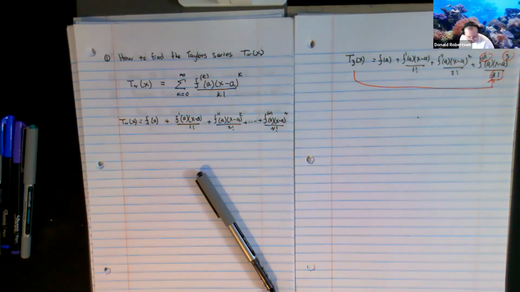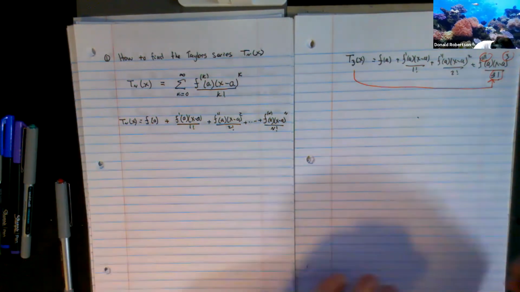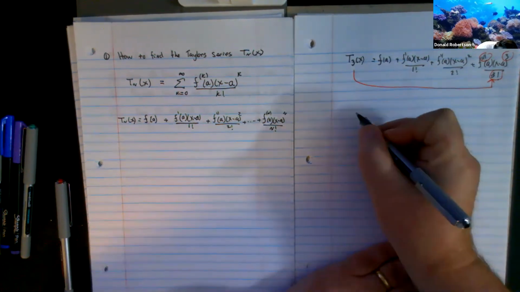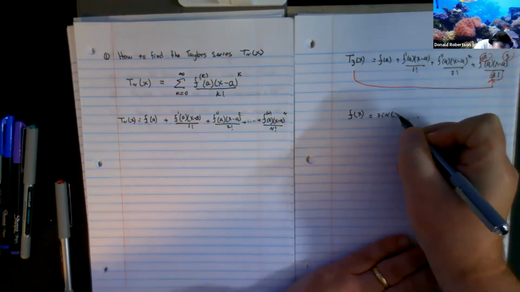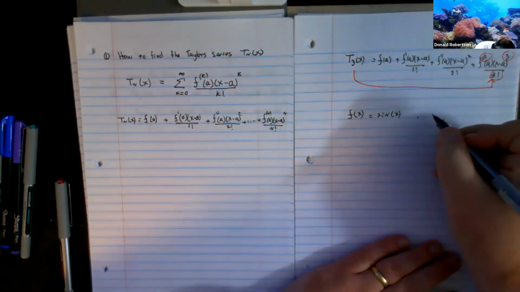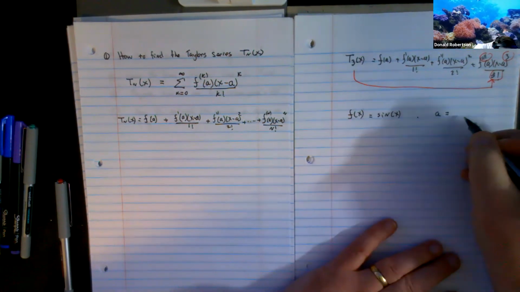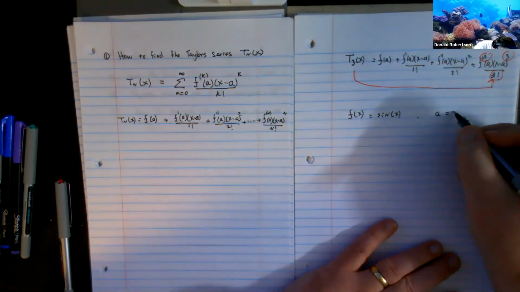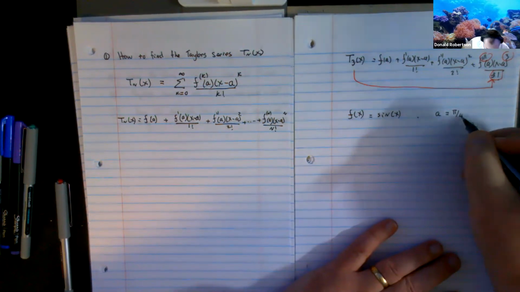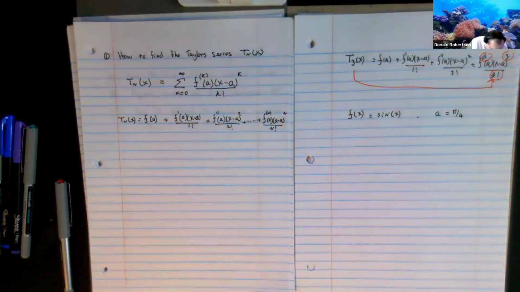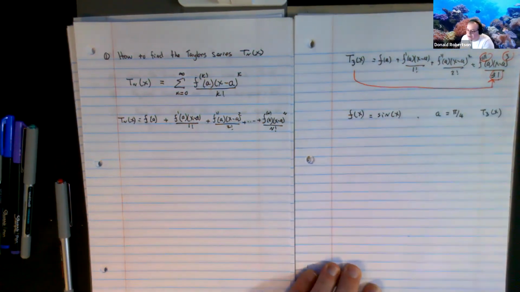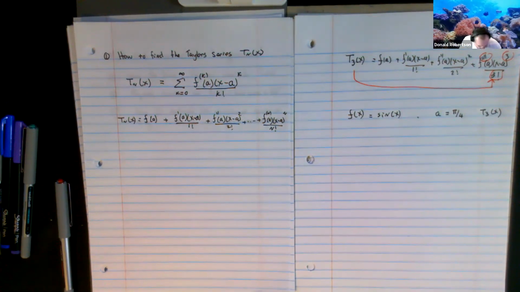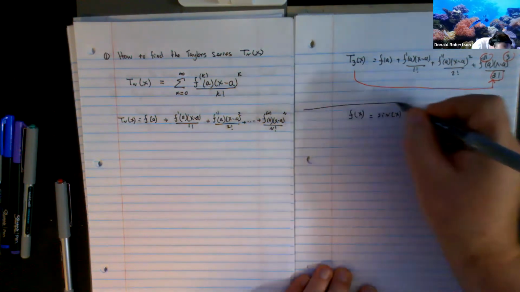So far, so good? Now, to give you an example of what that might look like, suppose we take a function f of x. I want to pick a really easy one, sine x. And we're going to center this at pi over 4. And the question asked to find T3 of x. Okay, so how would I approach that question? This is what I would do.